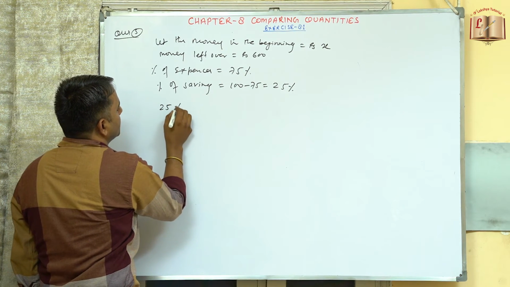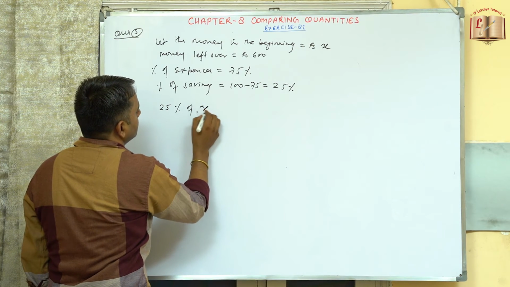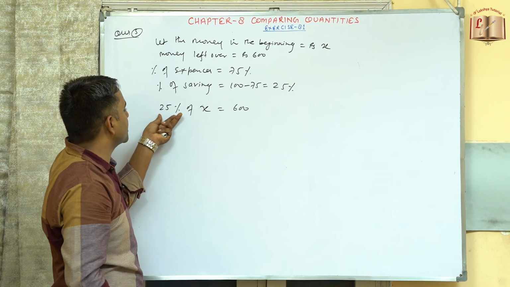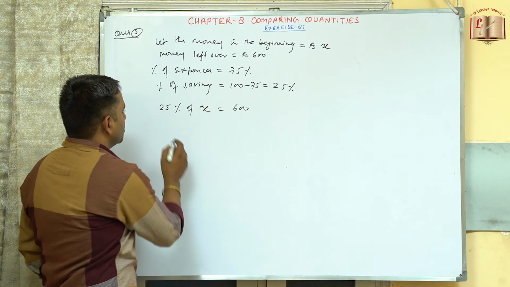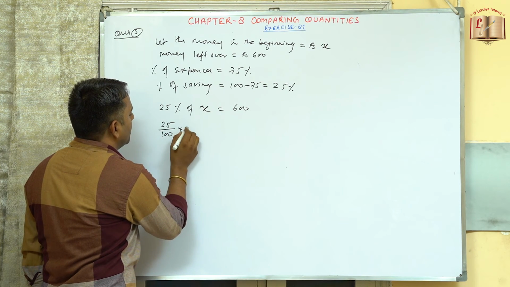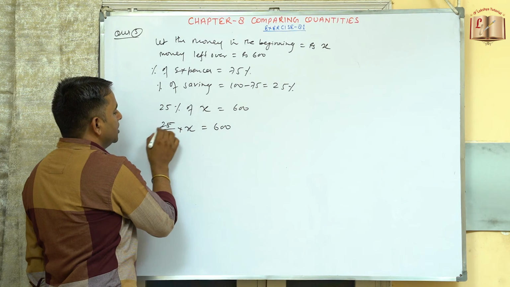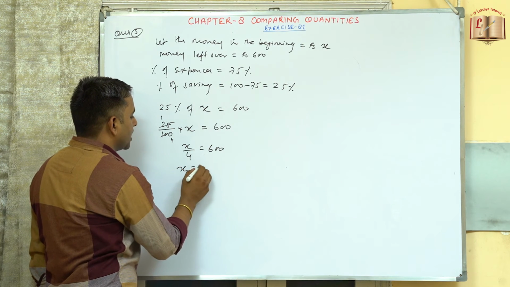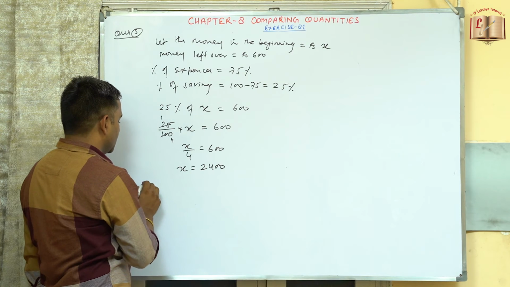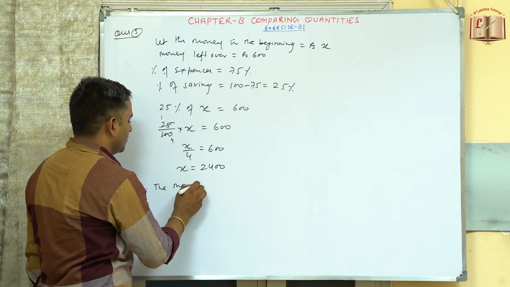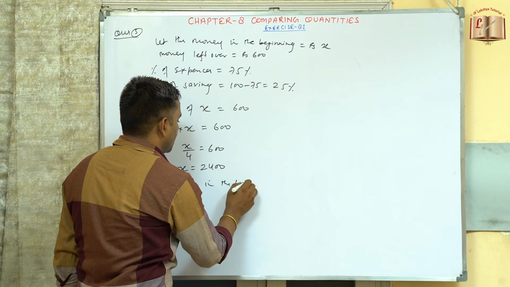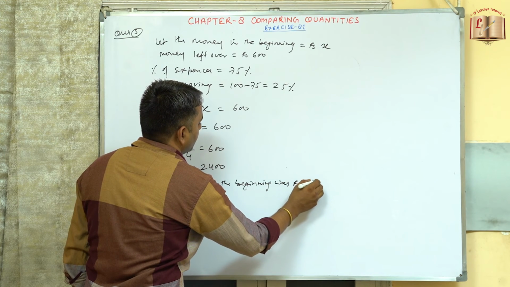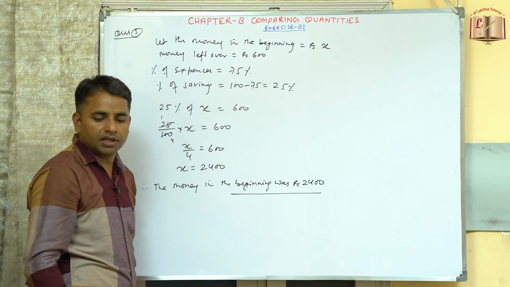So 25% of X is equal to 600. Now we will relate saving to saving, because this 25% is the saving and this 600 is also the saving. So this will be written as 25 by 100 into X is equal to 600. So this is 1, this is 4. So X by 4 is equal to 600, or X will be equal to 2400. So the money in the beginning was rupees 2400.